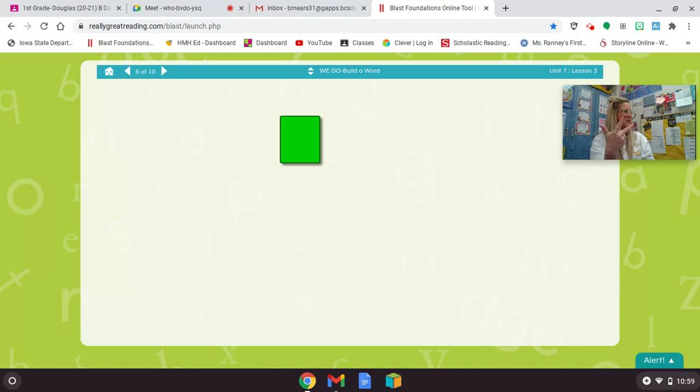How many sounds, Cameron? Show me on your fingers. I can see you. You don't have to come to my screen. Just show me. Yep, 3. Good job. So there are 3 colored tiles for the word red. Go ahead and put those colored tiles up, and then you may start putting the letters that go with each sound.